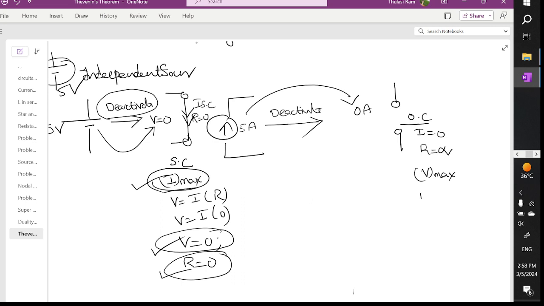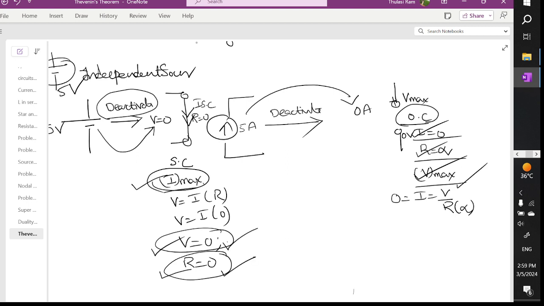You can understand here current I is equal to V by R. So here the current has to become 0. When will the current be 0? When the resistance is infinity. So in an open circuit condition, current is 0, resistance is infinity, and voltage is maximum. Here you have at one end the positive terminal at V maximum, and 0 volts at the other. So these are the two conditions to be fulfilled. In open circuit, current is 0, resistance is infinity, and voltage is maximum. In the case of short circuit, resistance is 0, voltage is 0, and current is maximum.